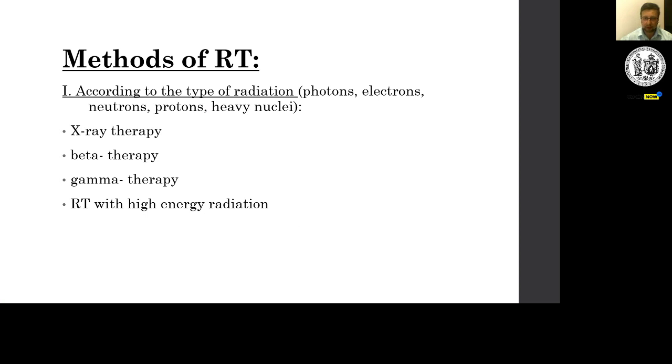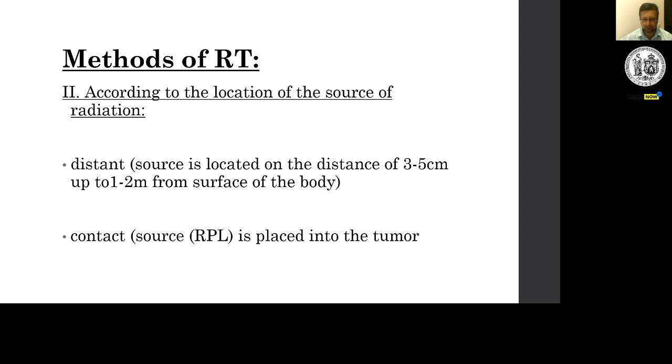Now we will talk about the main methods of radiation therapy. We have different classifications, and the first of them is according to the type of radiation. We know that we may use different types of radiation such as photons, electrons, neutrons, protons, heavy nuclei, and we may divide it as X-ray therapy, beta therapy, gamma therapy, and radiation therapy with high energy radiation.